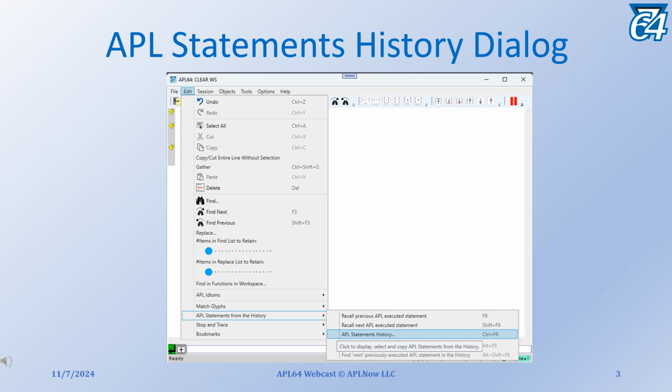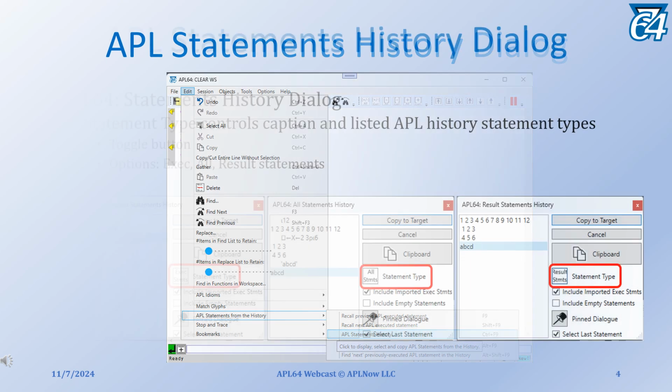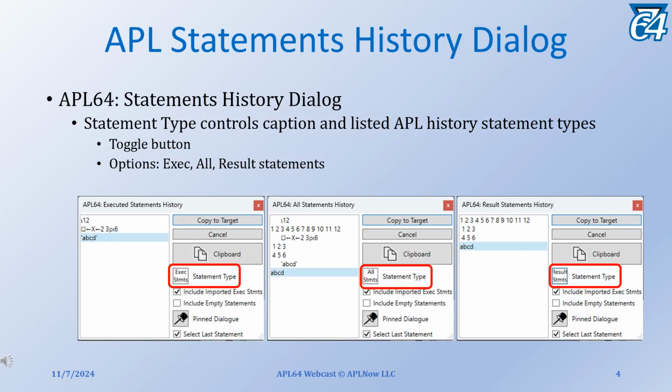Open the APL Statements History dialog using the Control keyboard modifier plus the F9 key, or use the APL Statements History item from the History submenu of the Edit menu. To filter the APL Statements History dialog list of statements, click the Statement Type toggle button, which has 3 states: executable statements, all statements, result statements.